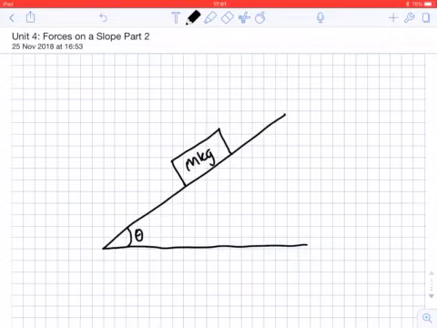The mass of the object is m kilograms, which means the weight of the object, and you must remember this, acts directly vertically downwards to the centre of the earth, and we would call that mg. Most people get a little bit confused here, and they put the mg arrow going at right angles, which is incorrect. Everything acts directly to the centre of the earth, so vertically downwards.